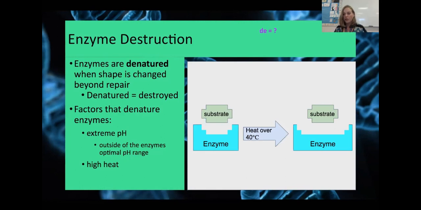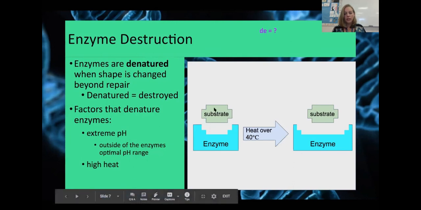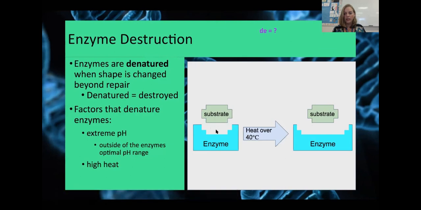So let me kind of show you how this works. You can see here that we have the enzyme and the substrate, and this substrate is going to fit nicely into this active site. But when we heat over 40 degrees Celsius, this is much higher than body temperature, this substrate will no longer fit into this enzyme. The active site has been destroyed. And I also have another little figure that we can use to show you how this is going to work.